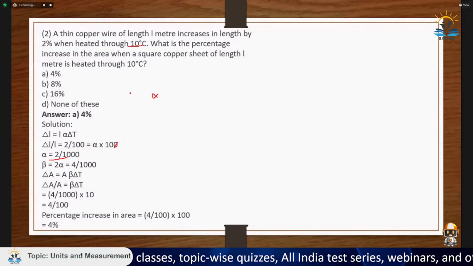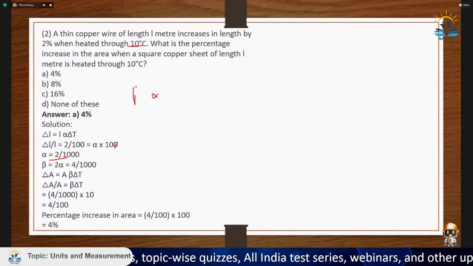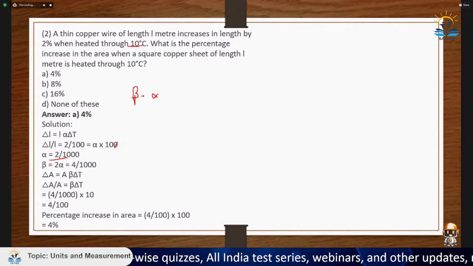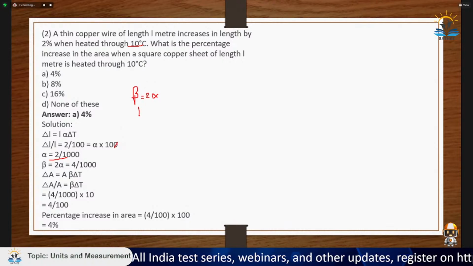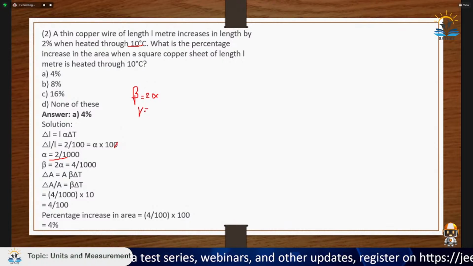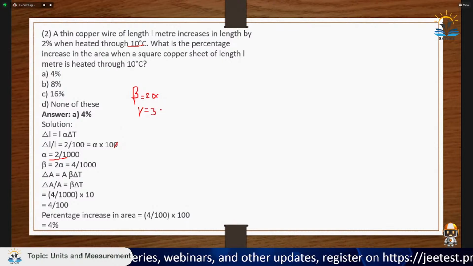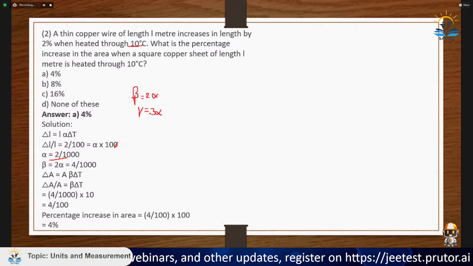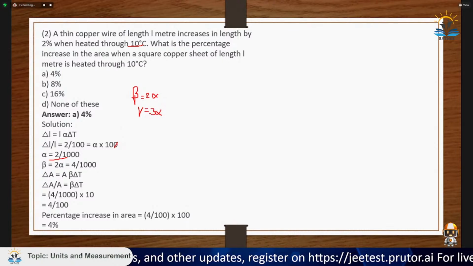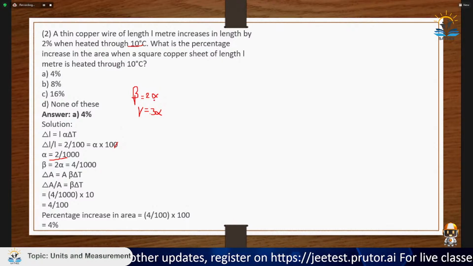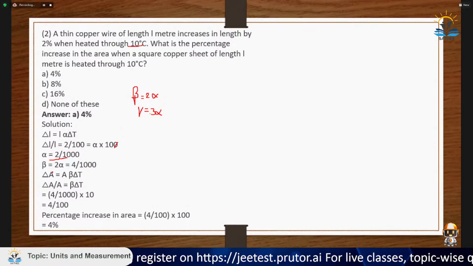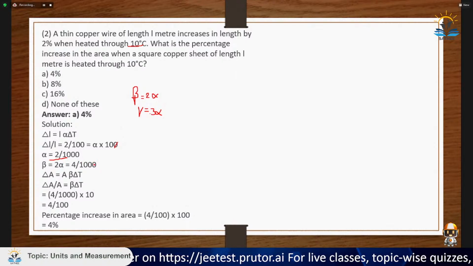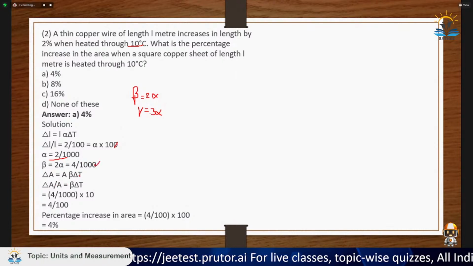You have calculated alpha and you know the relation between alpha, beta, and gamma. Beta is equal to 2 times alpha, and gamma is equal to 3 times alpha. These are the relations you study in the thermal expansion chapter. If you don't know them, please remember: beta is equal to 2 times alpha and gamma is equal to 3 times alpha. So use beta equal to 2 times alpha, and from there you will get beta.